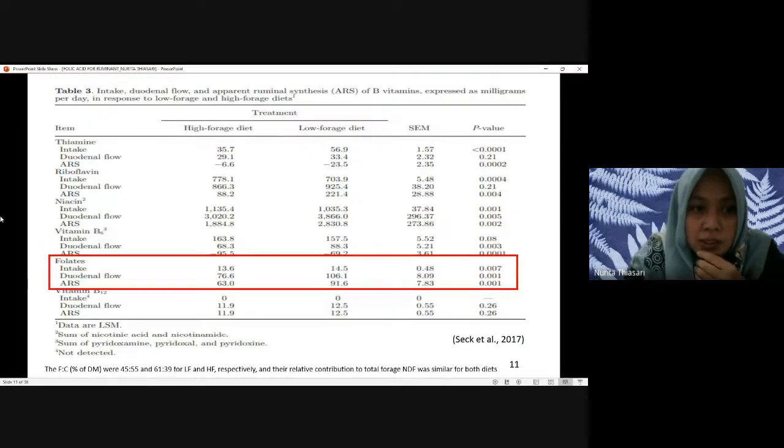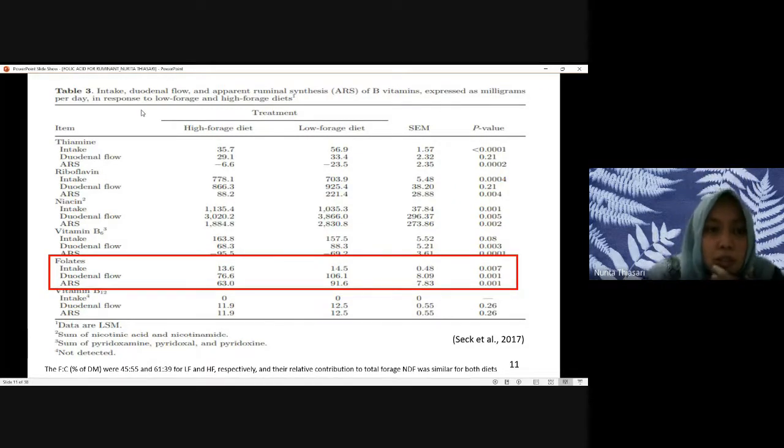And this other treatment also shows the concentration of folate. So they compare high forage and low forage. The high forage diet is around 60 and the low forage diet is around 45 for the forage.